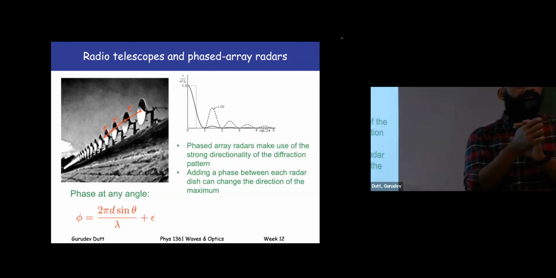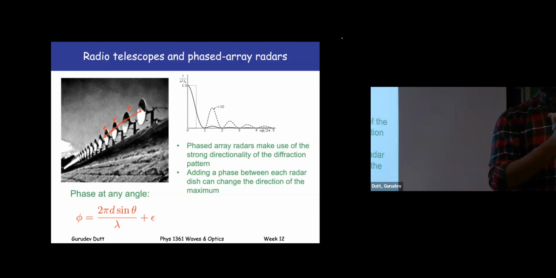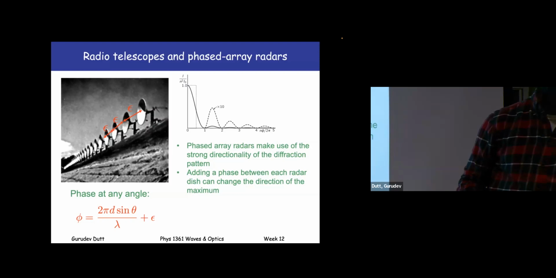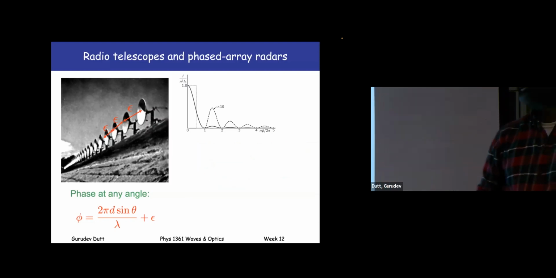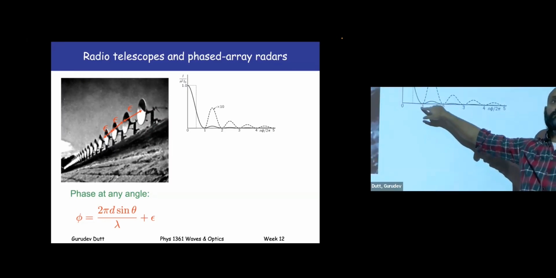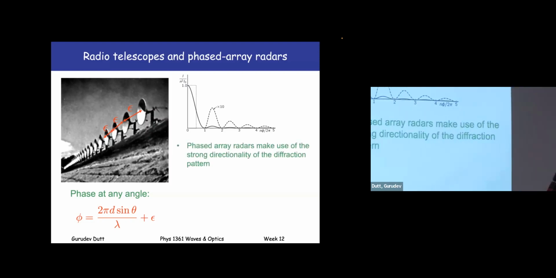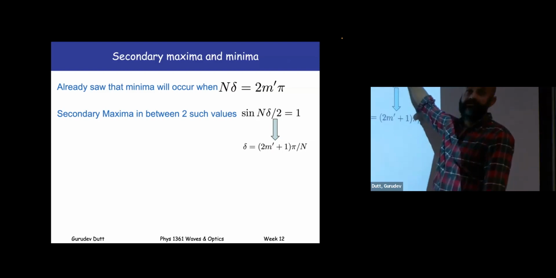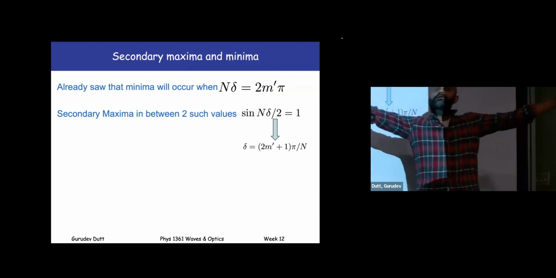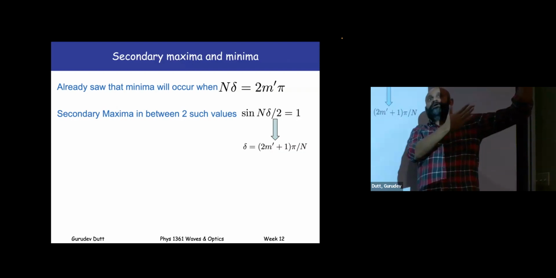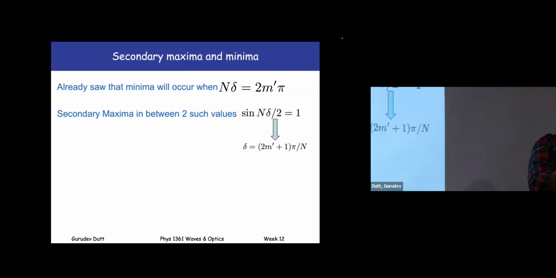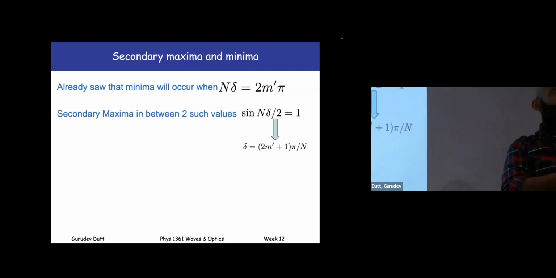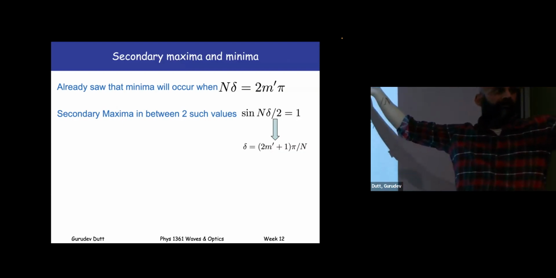But it also turns out resolution is affected by the size of the telescope. You can see it on this slide, by the fact that the central peak is I over n squared I naught, and then it falls off very quickly to the first minima. Remember where the first minima came from. What was that value? The first minima was n delta equals 2m prime pi. So the bigger the size of my array, the sharper that first peak will be. Does that make sense? Because the first minima occurs when delta equals 2 pi divided by n.